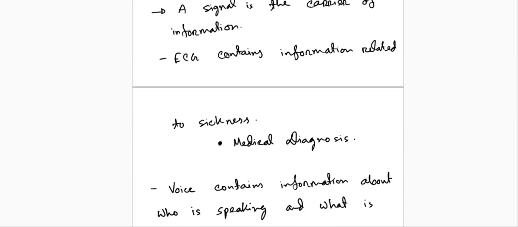In the case of a signal, as we gave the example before, the electrocardiograph, ECG, contains information related to sickness. And this is from the domain of medical diagnosis. For medical diagnosis, we are doing a lot of tests. And in most cases when we do image processing or imaging, that is inside the area of DSP, digital signal processing, and we can do medical diagnosis with that.